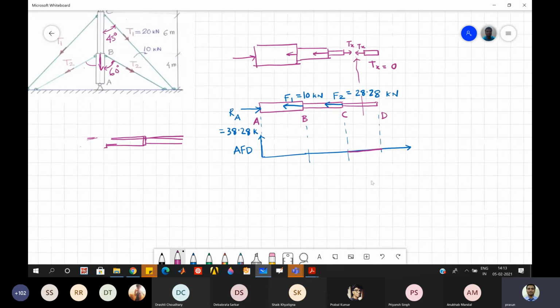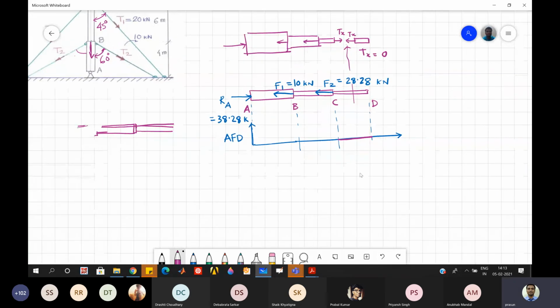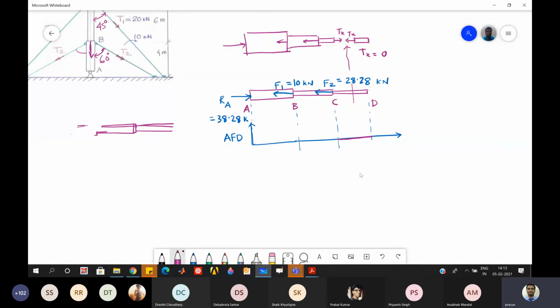And what about the BC portion? Can you tell me now? Anybody? Sir, 28.28. 28. It is positive and it is constant throughout, right? So it will be this 28 point. You can write here 28.28 kilonewton.